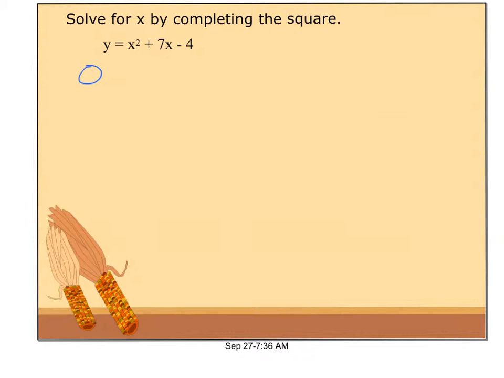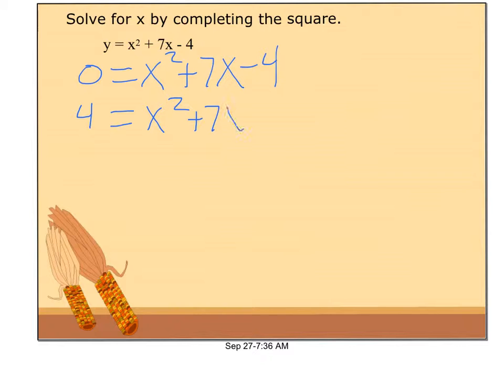Step number 1, set that quadratic equal to 0. Step number 2, take your constant term and move it over to the left side, which I did by adding 4. Technically, the very first step should be to try to factor it, but given this is an example where your instructions are to complete the square, that's a pretty good indication that it's not factorable, and it's not.